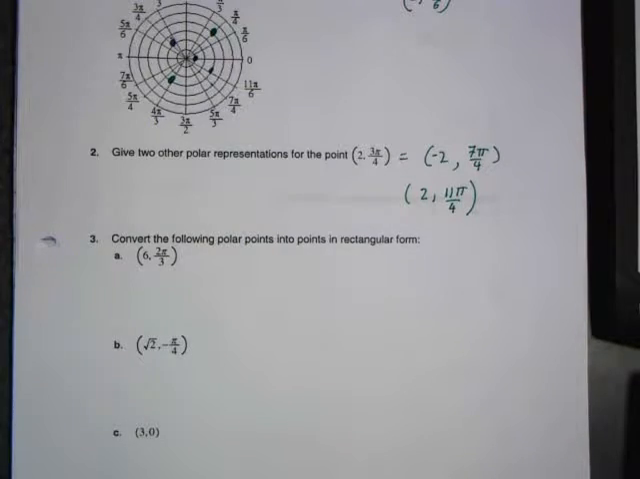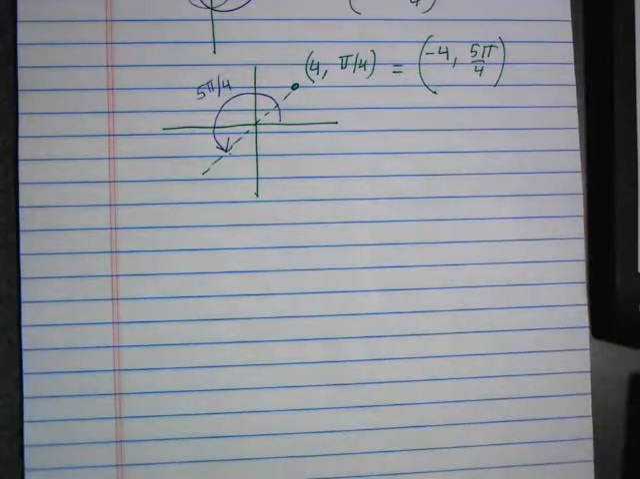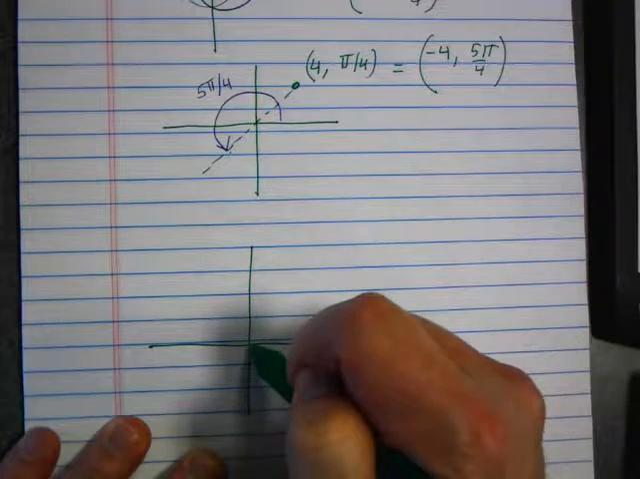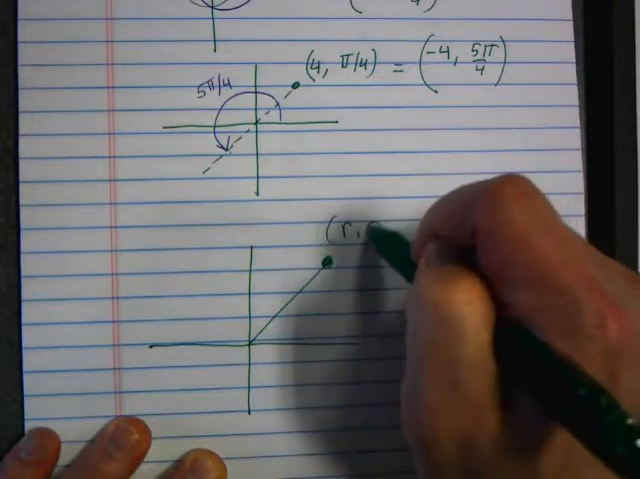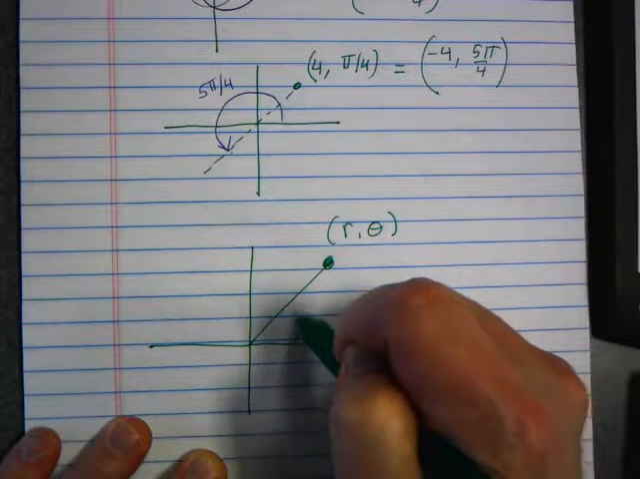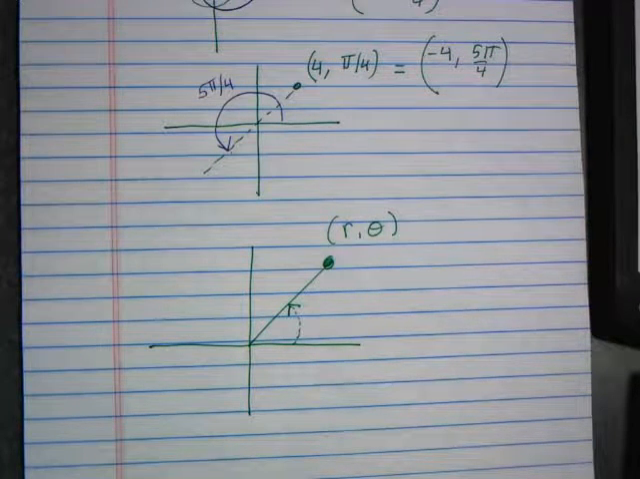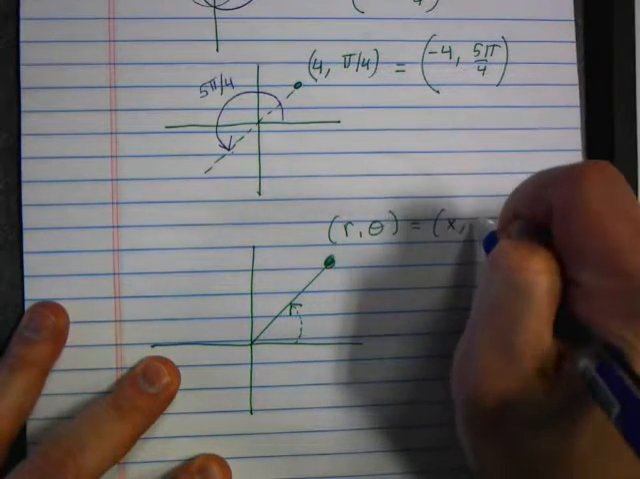Convert. All right, we're going to talk about that first. I'll draw some pictures here. All right, so let's say I give you a polar point. I give you an r and a theta. And I want you to tell me what that is in rectangular. In other words, I want you to give me the x and the y. So this would be the same as some x value and some y value.